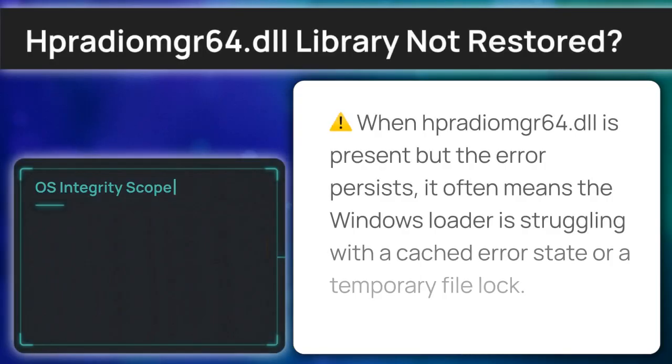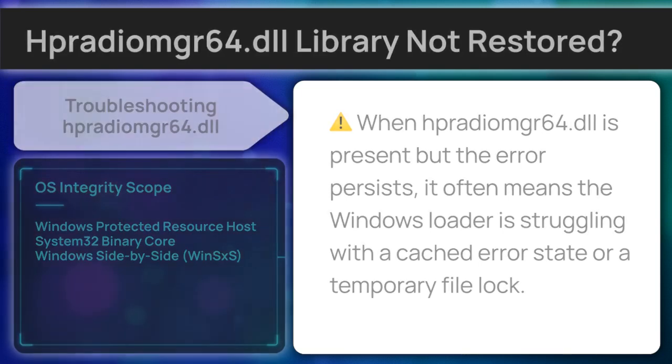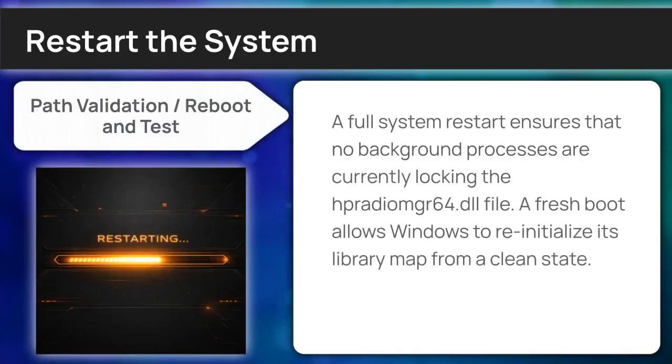If that initial setup didn't clear the pop-up, let's examine the specific initialization sequence assigned to your applications directory. Performing a restart can determine if the error is just a transient environment glitch. A reboot refreshes your system's path variables and can sometimes re-establish a broken link to the HP Radio Manager 64 file.